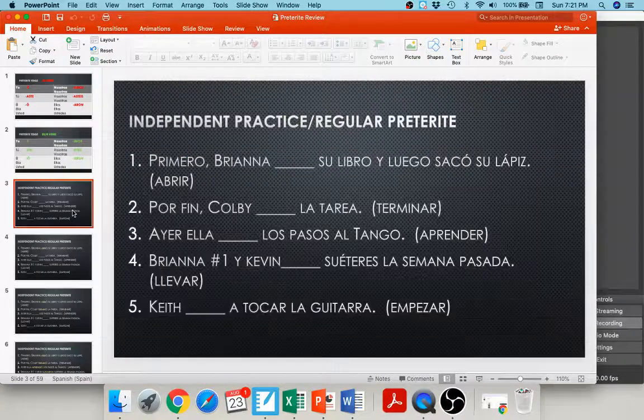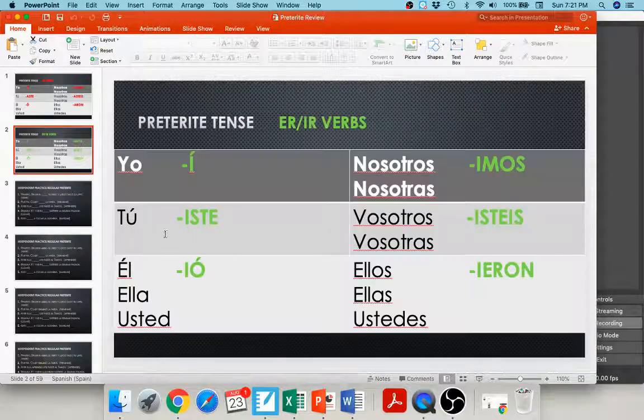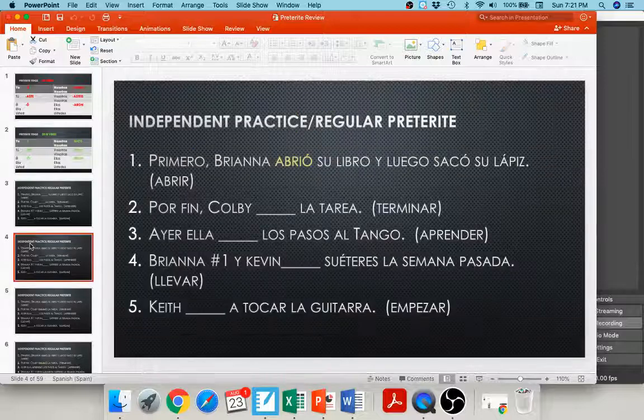As we look at conjugating these verbs, number one says, primero, Brianna abrir su libro y luego sacó su lápiz. So first, Brianna opened her book and then she got out her pencil. We're going to take this verb abrir and conjugate it in the preterite. We should remove the IR. We know that Brianna in this case would be she or ella, so we should use the IÓ ending. Our final answer, Brianna abrió su libro. She opened her book. Abrió.